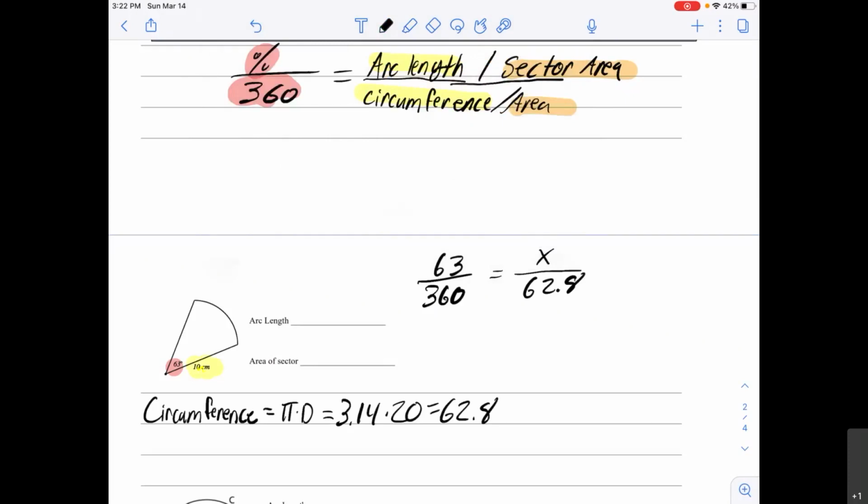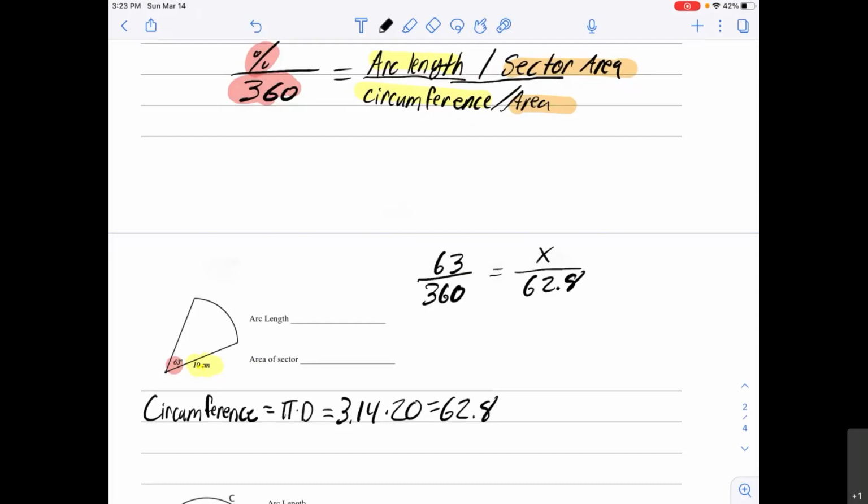Now, to find x, I'm going to divide 62.8 by 360, and then take my answer and multiply it by 63. So 62.8 divided by 360 times 63 gives me 10.99. So my arc length is 10.99 centimeters.